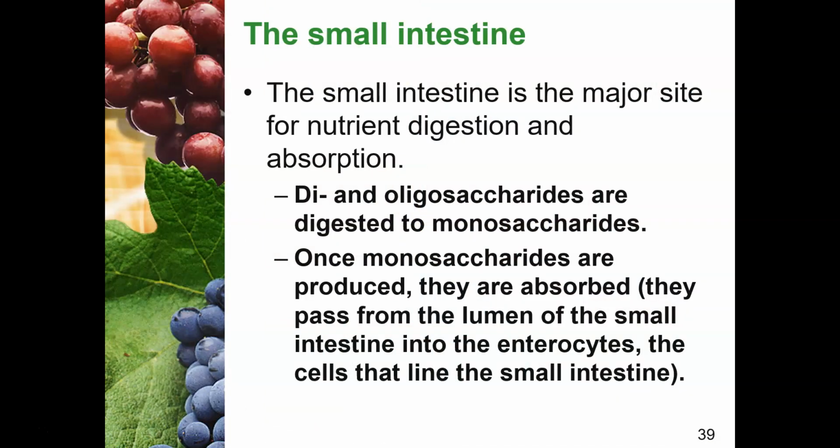So again, the small intestine, that's the major site for nutrient digestion and absorption, and especially true for carbohydrates. So remember, from the mouth, we had taken our amylose and our amylopectin, and we had broken them up into smaller pieces. The oligosaccharides and the disaccharides were not digested at all in the mouth. So what we need to do here is that again, all of our carbohydrates need to be digested to monosaccharides. Even something like a disaccharide is too big. And the monosaccharides are absorbed. They pass from the lumen of the small intestine into the enterocytes. Those are the cells that line the small intestine.